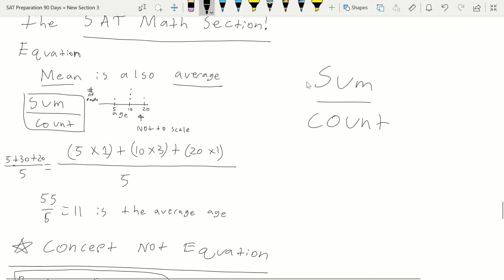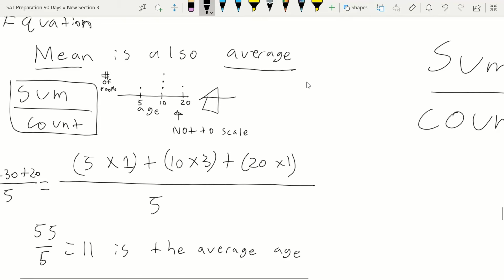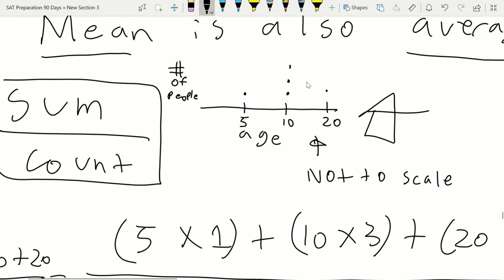The example that I gave for that one was if we had a graph, like shown right here, of number of people and age. We see that we have number of people on the y-axis, age on the x-axis, if you will. If we were going to find the average, we would have to do 10 times 3 people, which is 30, plus age 20 times 1 person, that gives us 50, because 20 plus 30 is 50, and then 5 times 1 gives us 55. Then we divide that by our total number, which is 5 people, to get our average age of 11 years old.